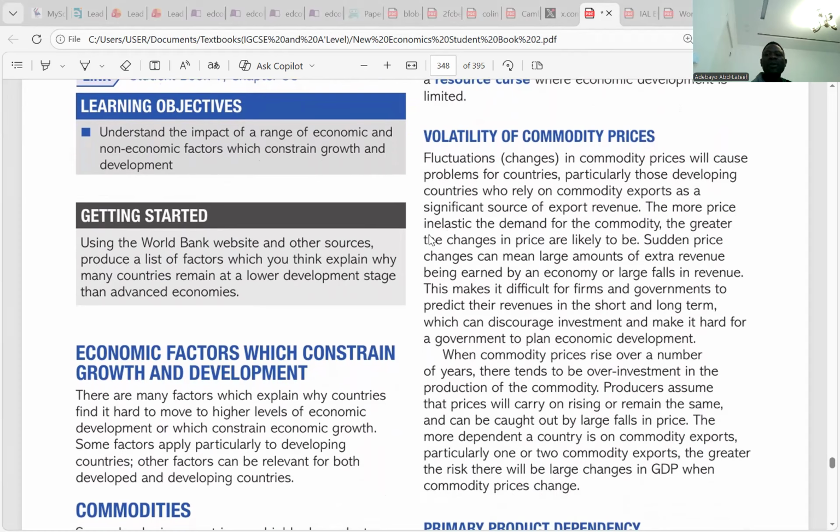So this makes it difficult for firms and governments to predict their revenues in the short and long term, which can discourage investment and make it hard for a government to plan economic development.